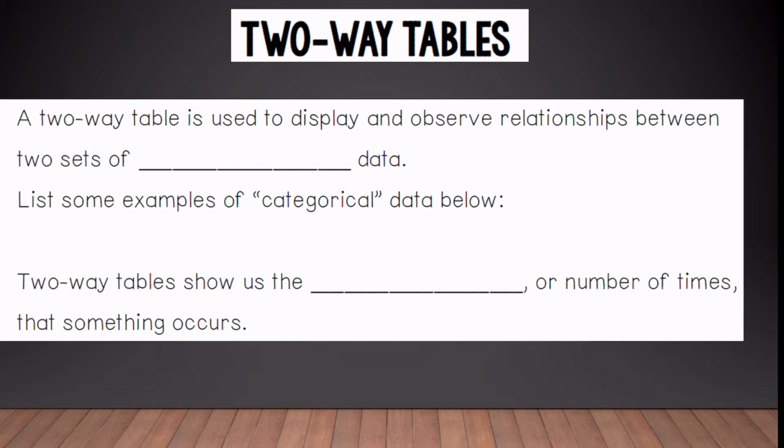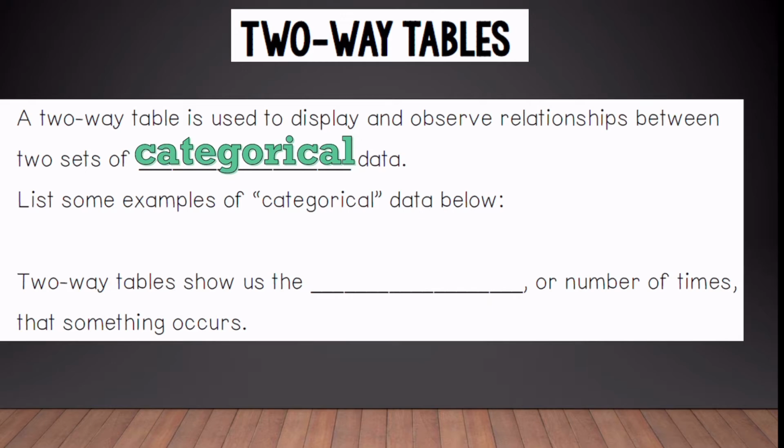So remember, we've been talking about scatter plots and relationships between two sets of categorical data. So categories, two different categories, okay? So I want you to list on your paper some examples of categories. You might have colors. You might have pets. You might have money spent. You might have items bought, as long as they're two different categories, okay?